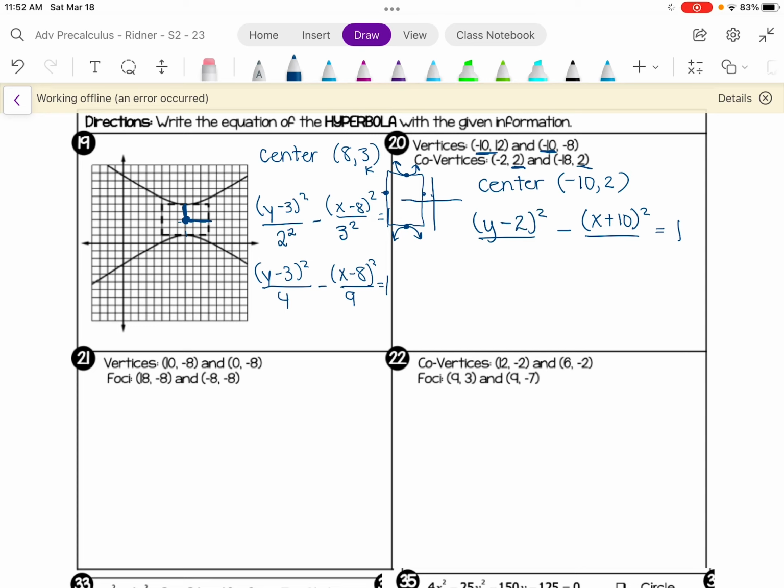So if I am at negative 10, positive 2, what is my distance up and down there? Well, my distance up and down there would be 10, and 10 squared is 100. What is my distance left and right? That's 8 each way. 8 squared is 64.